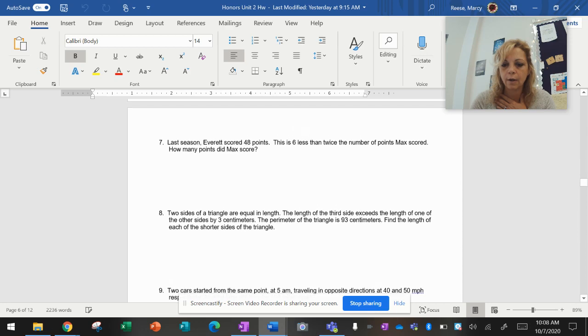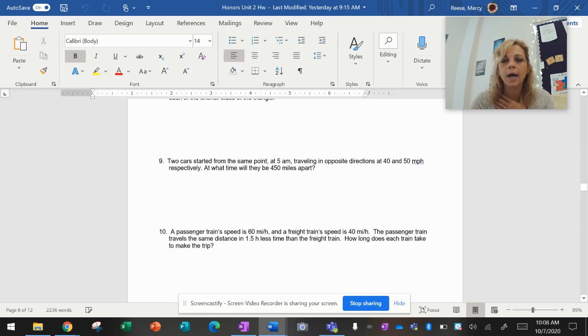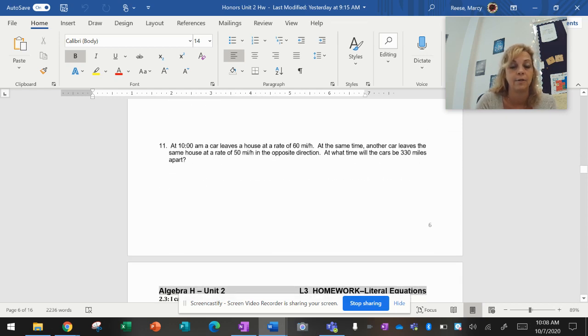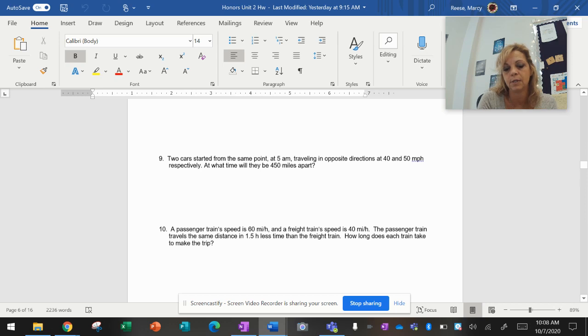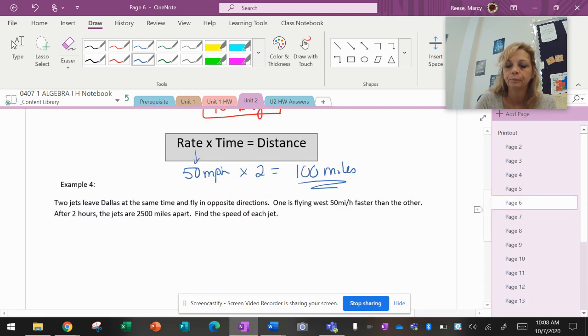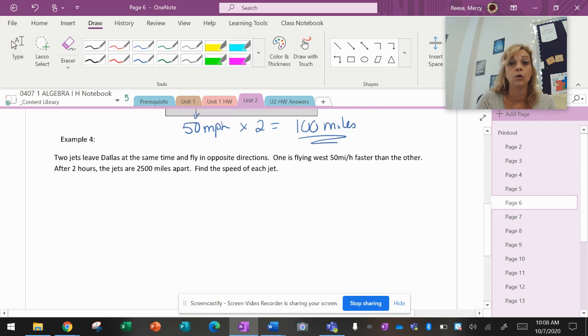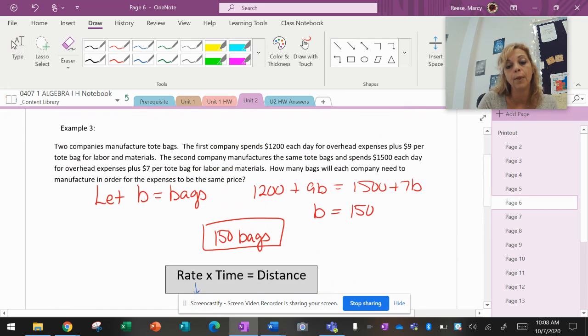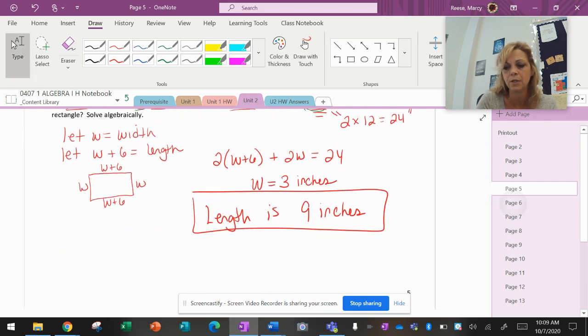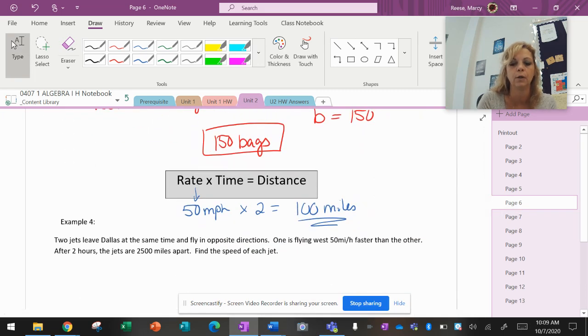Anything where they're talking about cars or freight trains or another car where they're talking about miles per hour. So 9, 10, and 11 of your homework are going to be these types of problems. Okay, so mark that. 9, 10, and 11. All right, so you're going to use that rate times time equals distance. Just like on the previous page, where we used the perimeter formula. Same deal, okay? When you see these, you're going to use this formula.